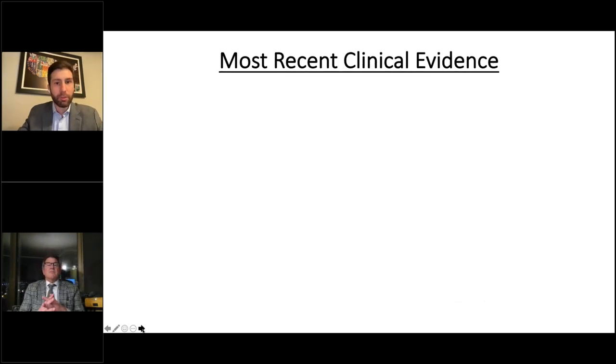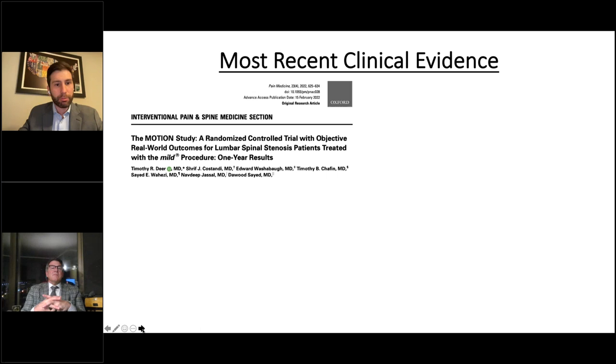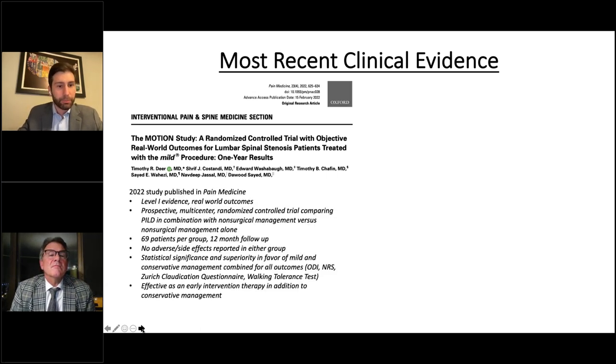We're going to cover some very basic evidence here from a study in Pain Medicine, the MOTION study. This was published in 2022. There's level one evidence with real-world outcomes. This is a prospective multicenter randomized clinical trial comparing this therapy combined with non-surgical therapy versus non-surgical therapy alone. They followed up these patients for about 1 year.